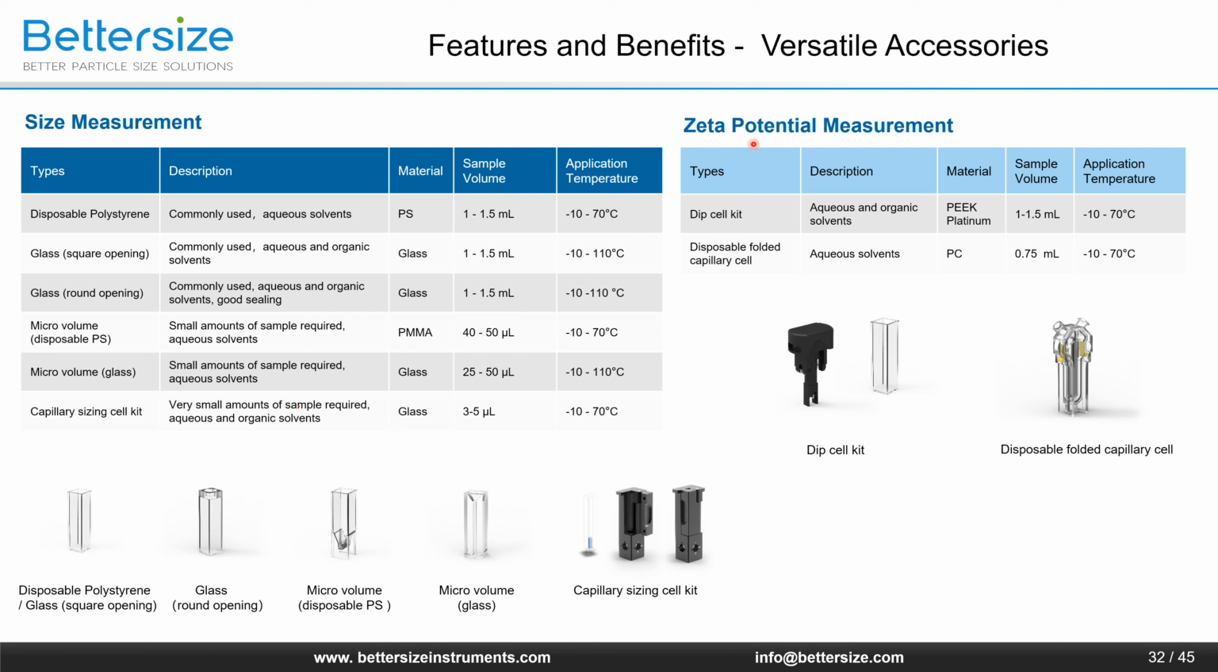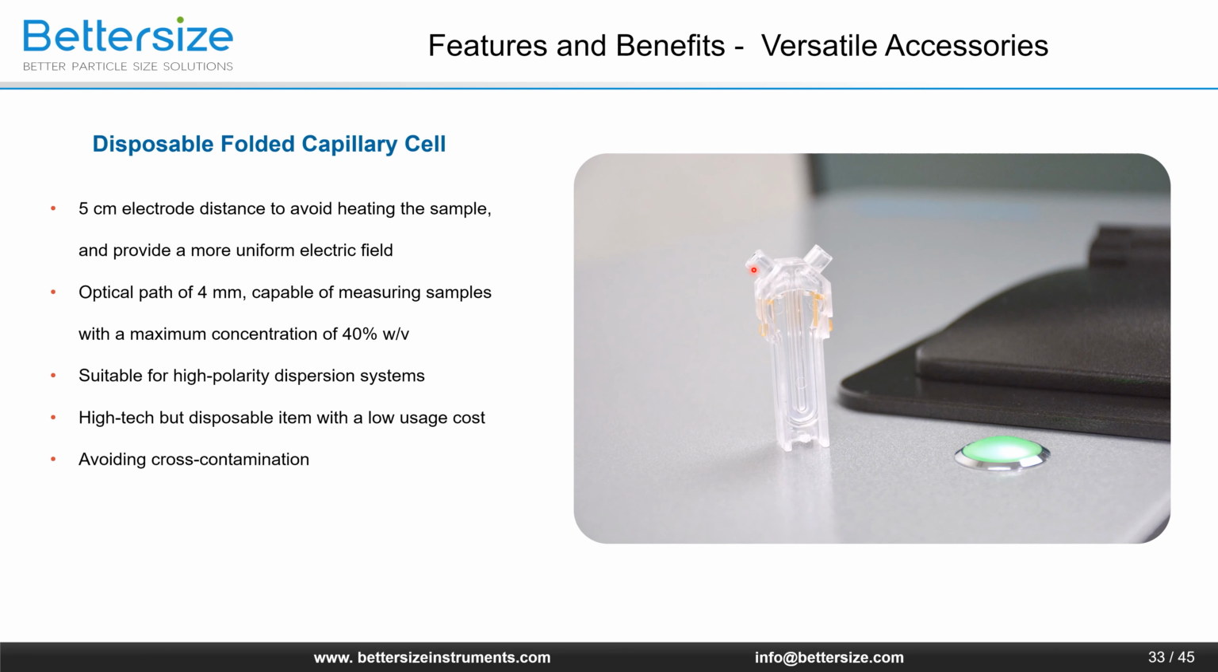For zeta potential measurement, the dip cell for organic solvents and folded capillary cell for aqueous solvents are available. The folded capillary cell provides excellent repeatability of zeta potential measurements. With the help of it, the instrument can provide a more uniform electric field and thereby more accurate results. It is only 4 millimeter thick and able to measure high concentration samples up to 40% weight per volume. It is disposable with low cost, therefore sample cross-contamination could be avoided.